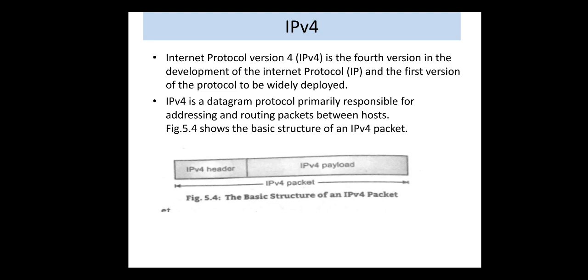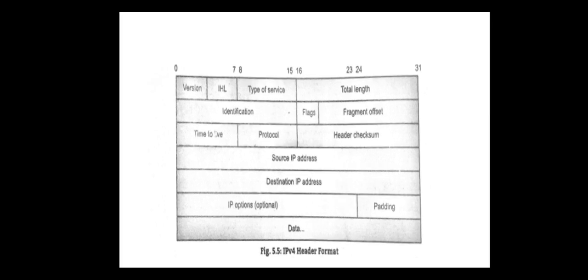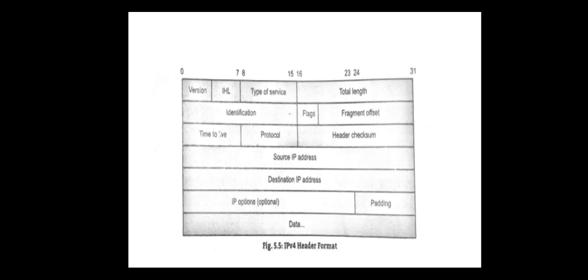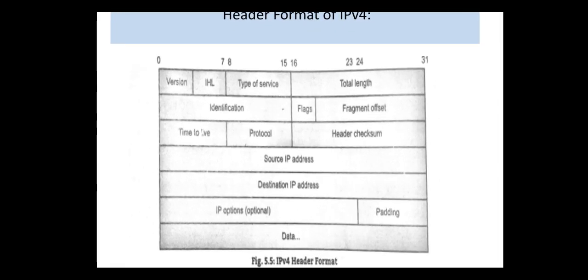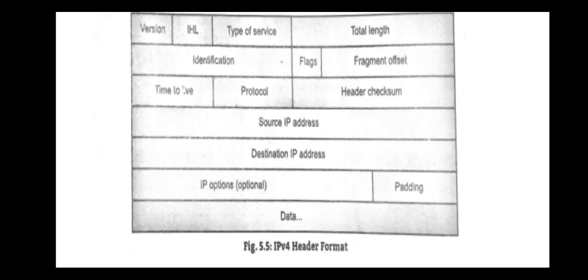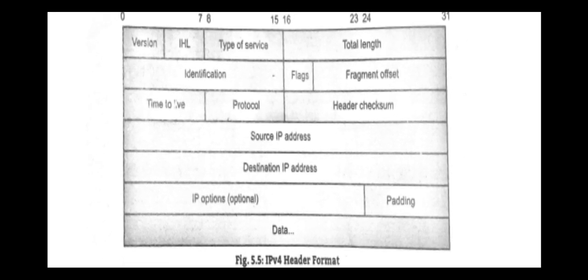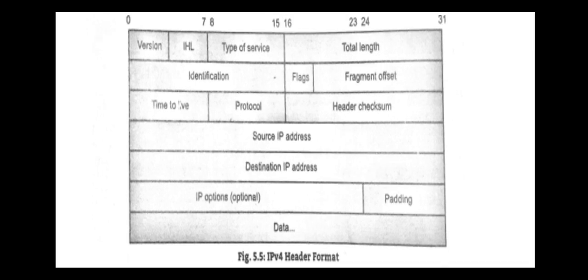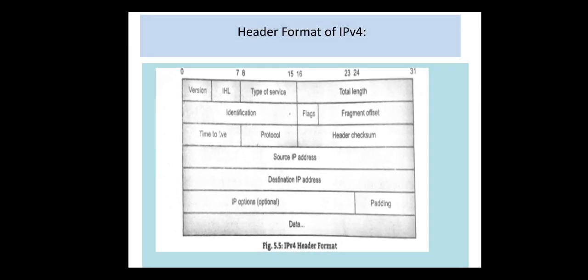That is the basic structure of the IPv4 packet, which contains the IP header and IP payload, that is data, which we want to transmit. Header format of IPv4: version, header length, type of service, total length, then identification bit, flag bits, fragment offset, TTL, that is time to live, protocol field, header checksum, source and destination IP address, then IP option, which is the optional part, then padding and data. All these are fields available in the IP header format. So let's start to discuss one by one.